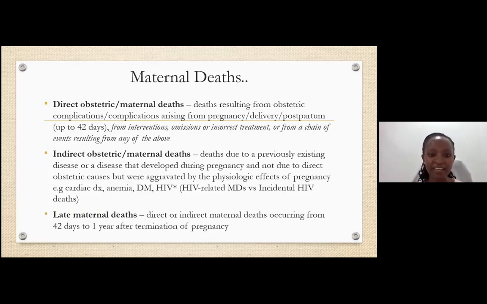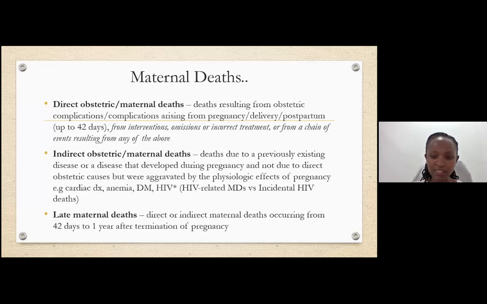And this is the main index that we use to measure maternal mortality. So we can have either direct or indirect maternal deaths, and the direct ones are those that result from obstetric complications arising from pregnancy, delivery, and the postpartum period up to 42 days, and also those that result from interventions or omissions of treatment resulting from these complications. For instance, if you have a mother dying from, let's say, an overdose of magnesium sulfate, that is a death from intervention of a direct obstetric complication.